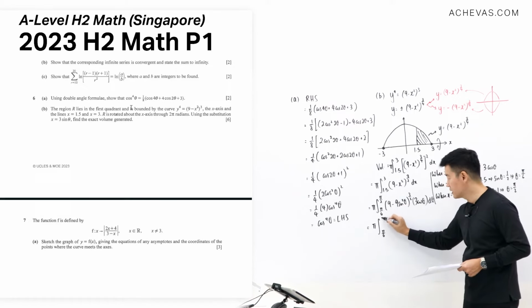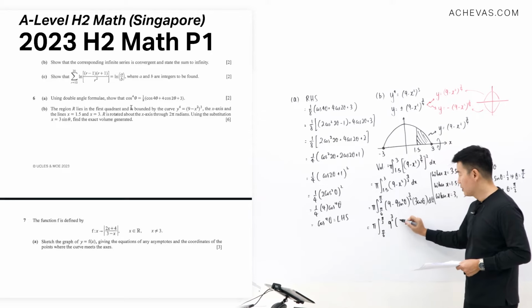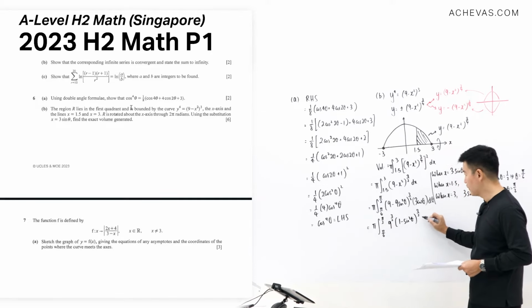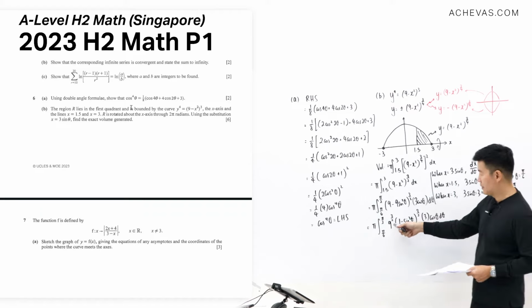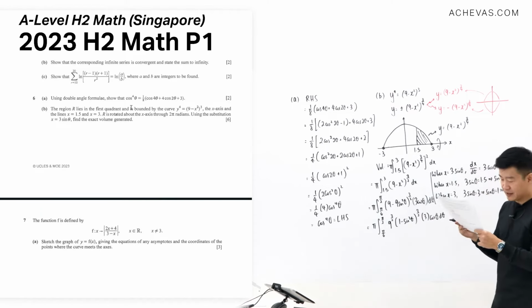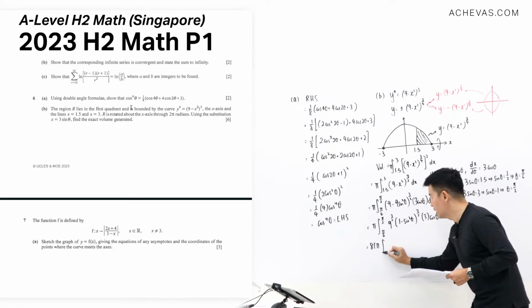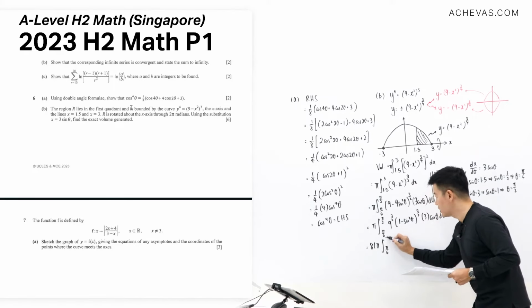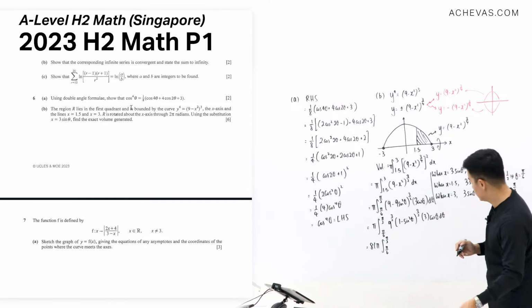Pi over 6, pi over 2. If I were to factorize out 9, it will be 9 to the power of 3 over 2. We will be left with 1 minus sine square theta, the whole thing to the power of 3 over 2. Then we have 3 cosine theta d theta. 3 times 9 to the power of 3 over 2 is 81. So this is going to be 81 pi, integrating from pi over 6 all the way until pi over 2 of this multiplied by this.